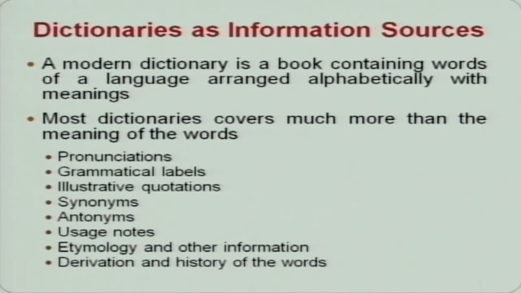which they used to consult whenever they felt any difficulty. Dictionary as an information source, when we consider a modern dictionary, is basically a book which contains words of a language arranged alphabetically and with meanings. But most dictionaries go way beyond this feature. They also provide pronunciations, grammatical labels, illustrative quotations, some pictures as and when required, synonyms, antonyms, usage notes, etymologies, and derivation or history of words.